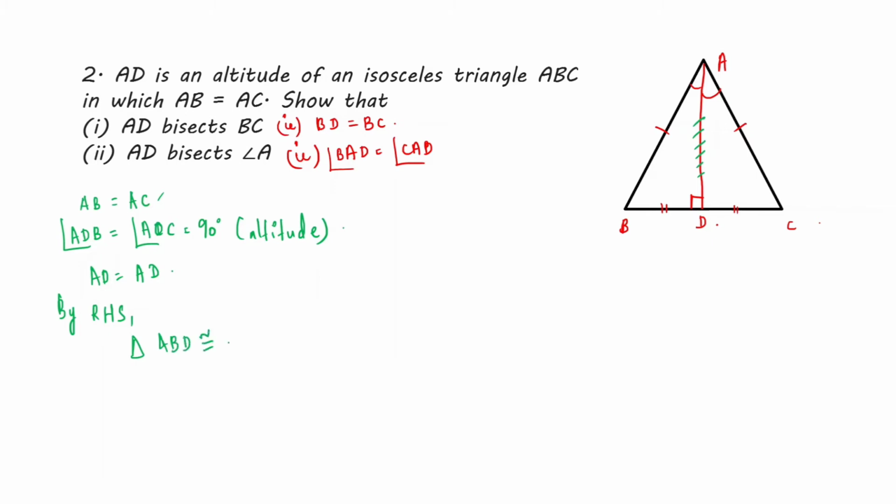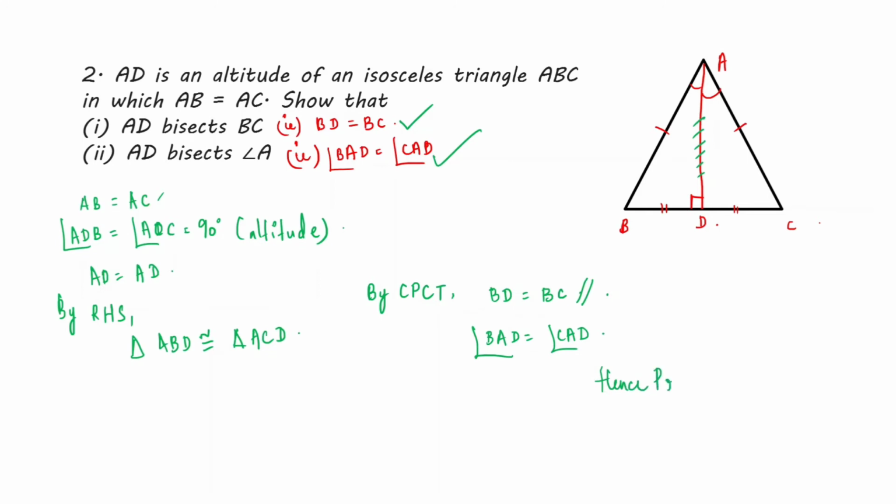triangle ABD is congruent to triangle ACD. Since these two triangles are congruent, by corresponding parts of congruent triangles, we could say side BD is equal to side CD and that angle BAD is equal to angle CAD. Now that we have proved that side BD is equal to side CD, AD bisects BC. Similarly, since we have already proved that angle BAD equals angle CAD, hence AD bisects angle A. Hence proved.